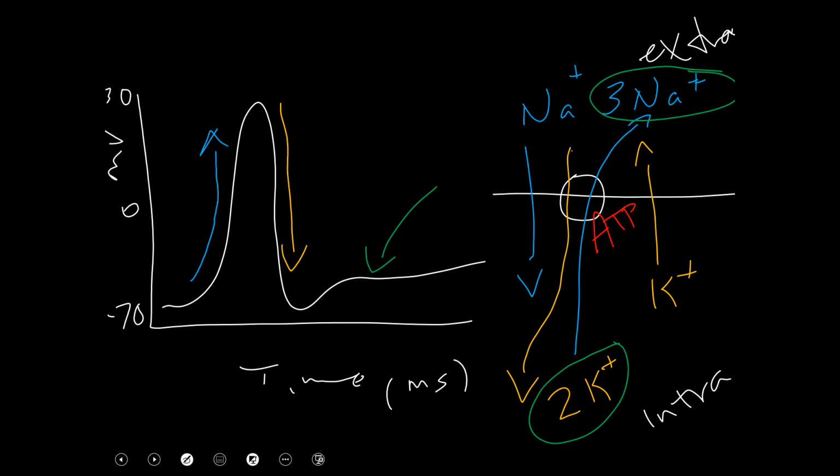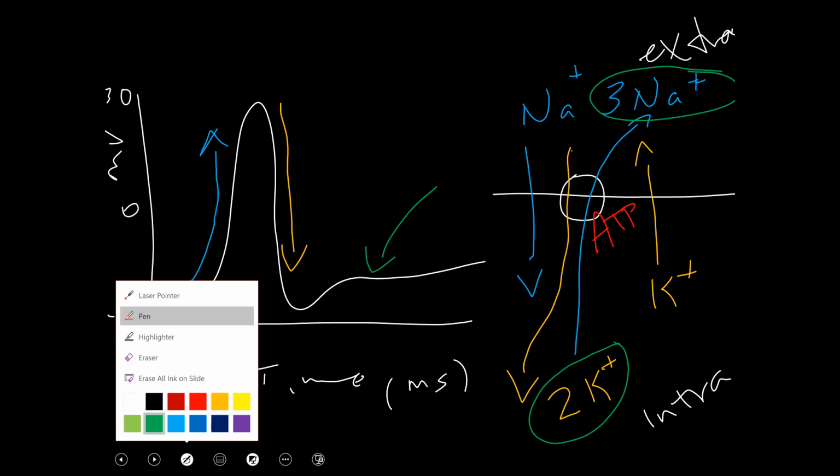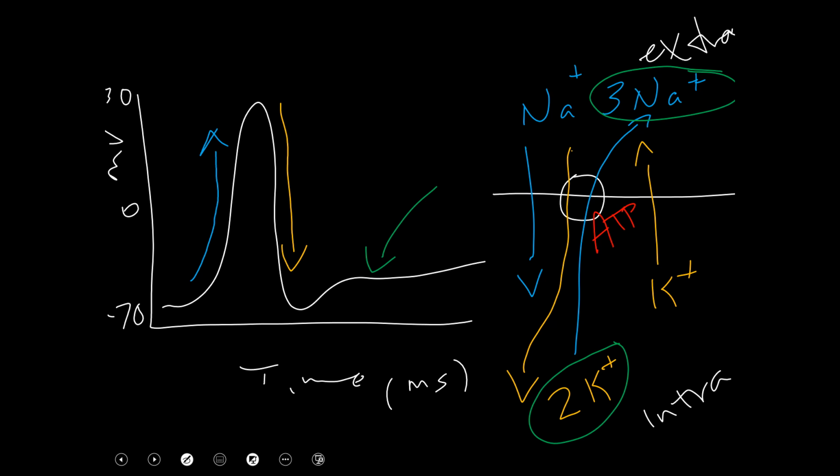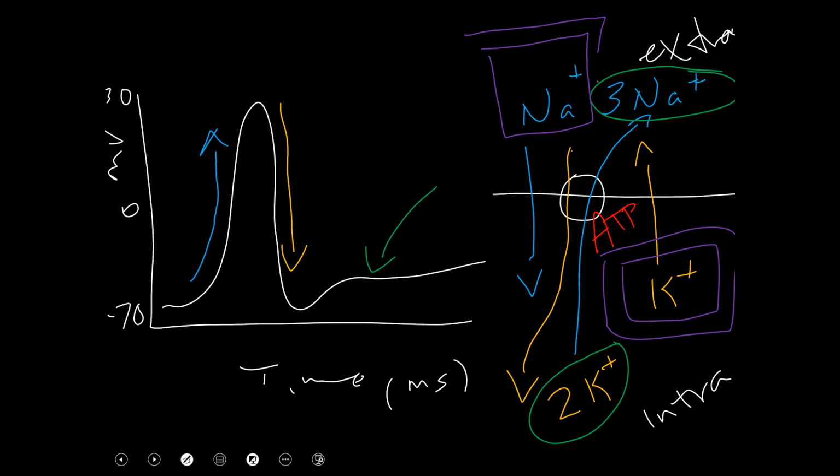So one thing that I have left out, class, and I'll go to a different color here, I'll just say at rest. At rest, there are more potassium ions inside the cell than sodium ions. And in the very same way, at rest, there are more sodium ions outside the cell. So purple, class, is for at rest, meaning when we are at resting membrane potential.